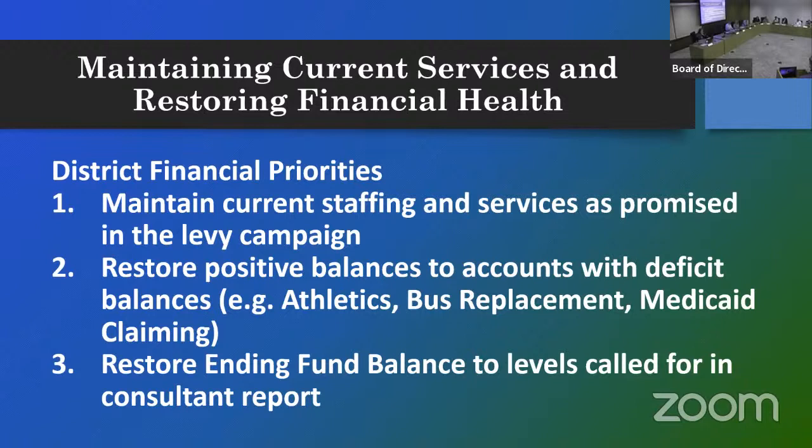The second priority is to deal with these accounts that had deficit balances, and there were several of them. The ones remaining are athletics, bus replacement, and Medicaid claiming. And you'll see in this budget and also in the budget document, there are significant transfers made to do just this. We won't get them all this year, but we'll get the vast majority of them, and we should be able to get the rest of them next year.